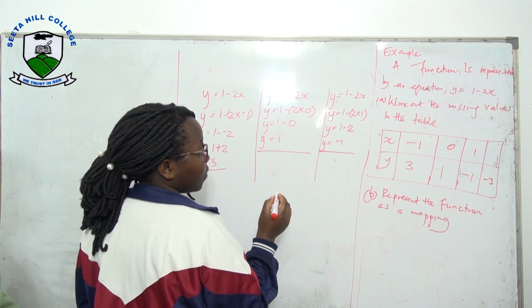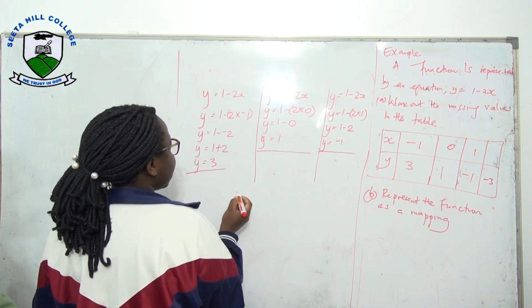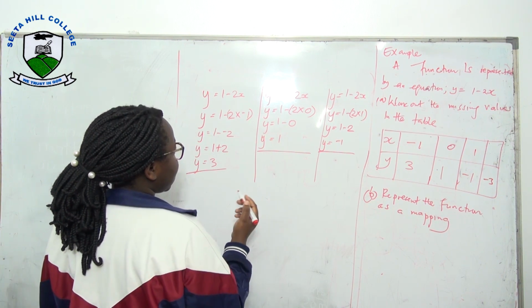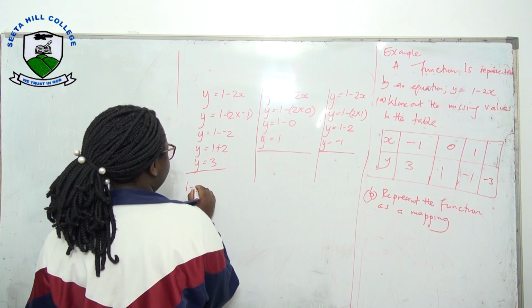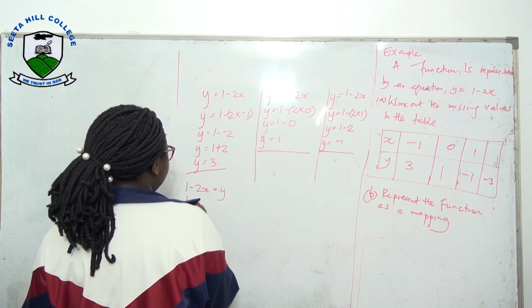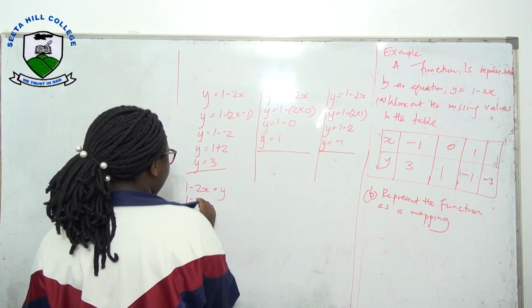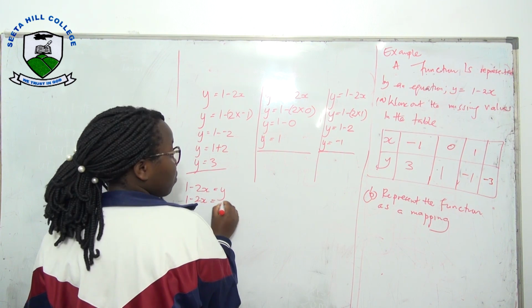And then for the next column, the last one, we are missing x. So to find x, you'll have to interchange it the other way around. So it will be 1 minus 2x is equal to y. So 1 minus 2x equals -3.